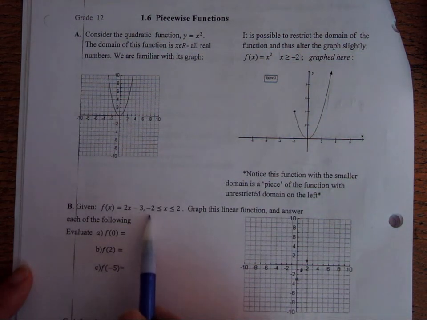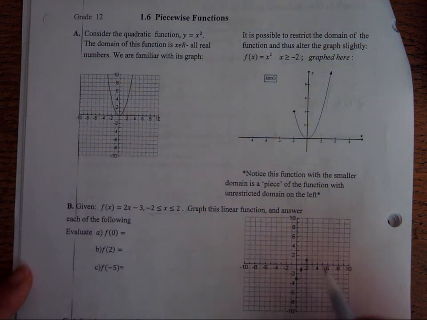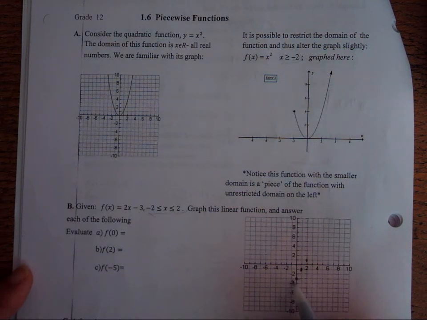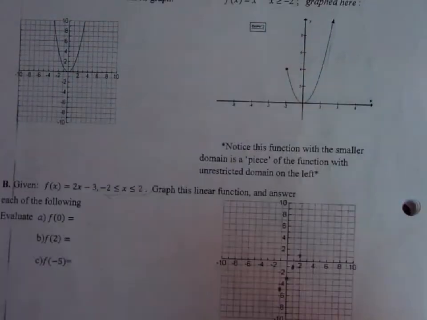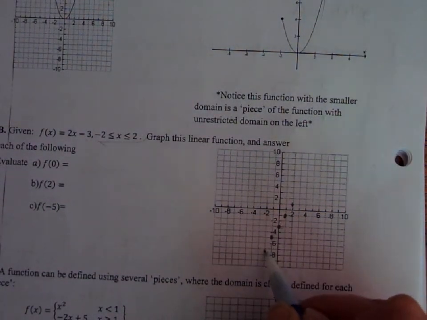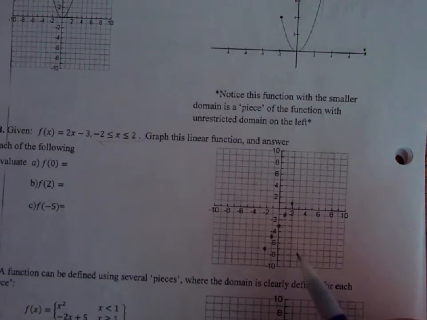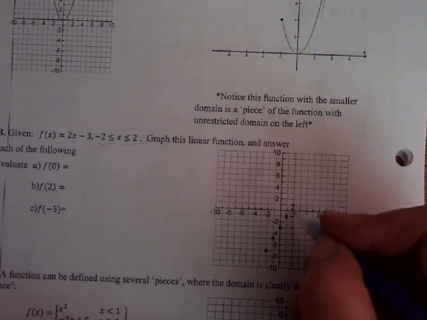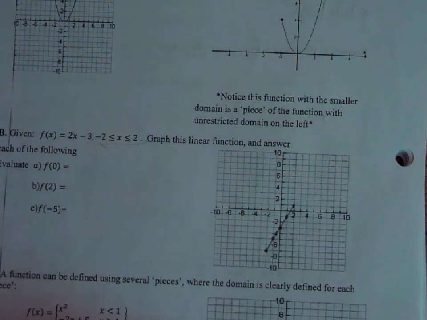and we need to sketch it between -2 and +2, right? Look at the x values. Domain is from -2 to +2. So I did the right side, now I'm going to do the left side, okay? So we have this point, -1 and -5. Also -2 and -7. -1 and -5, -2 and -7. Okay, so when you connect those, you have this piece.